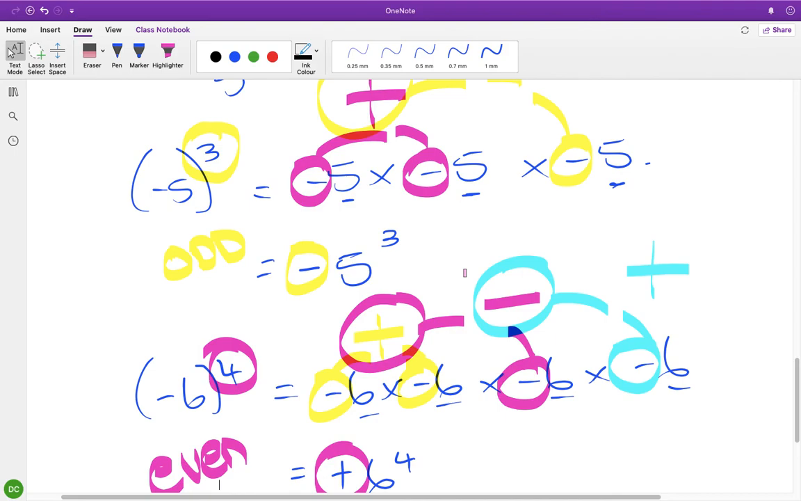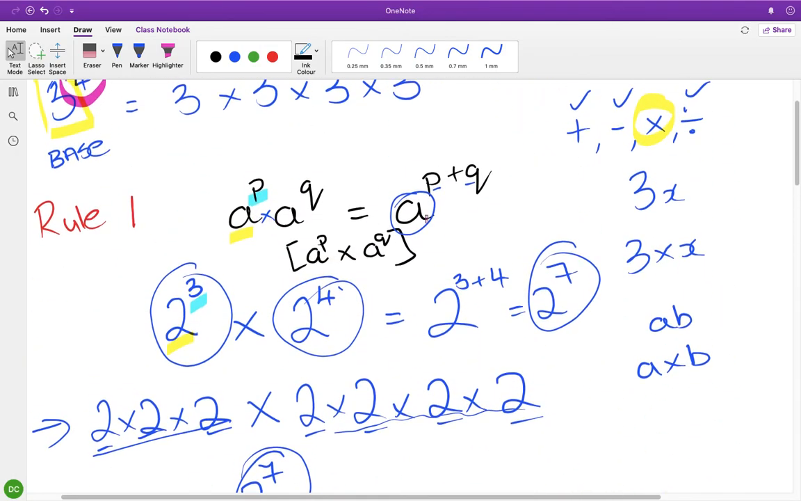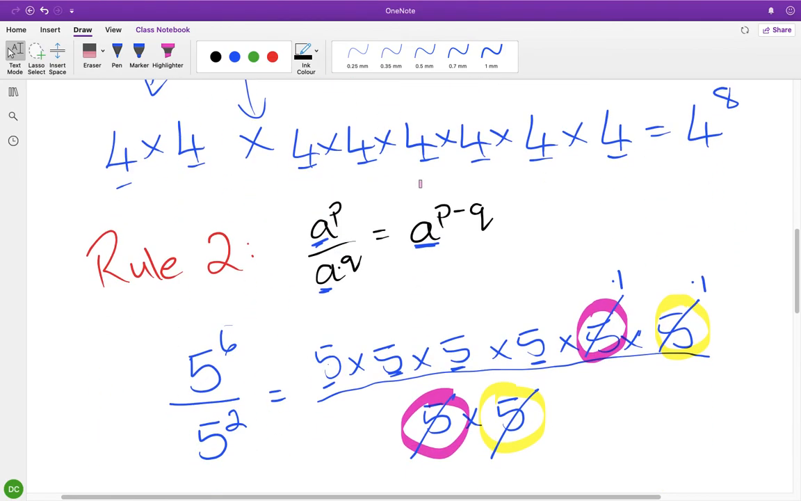Okay, so I'll put together a couple of questions there on the first two rules. So first rule being when you multiply two bases and their powers, you add the powers is the quick way of doing it. And rule number 2 is when you're dividing, you subtract the powers. Okay, so that's rule 1 and rule 2. We'll practice a few questions on those before moving on to rule 3 and 4.